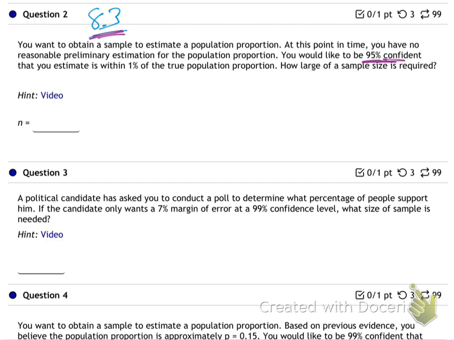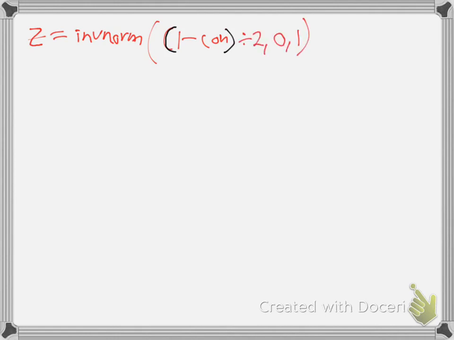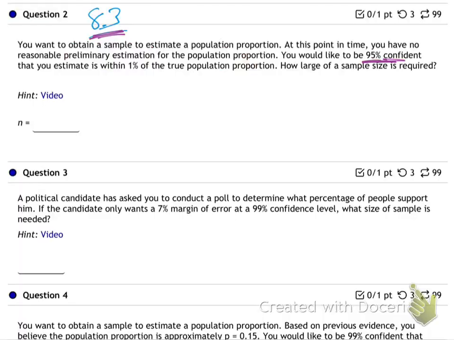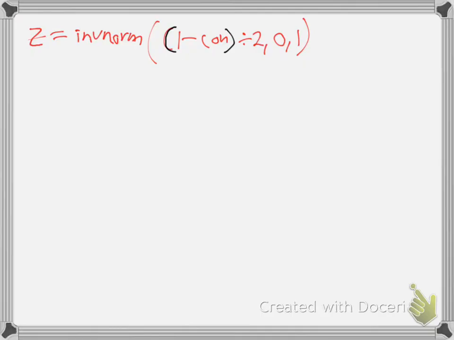Well, I've given you the 3 formulas up there, and let me in fact write them on here for the YouTube situation. So Z equals inverse norm of, what is it? So double parentheses there, right? 1 minus confidence, whatever your confidence interval is. Let me make sure this is clear. Parentheses there. Divided by 2, comma 0, comma 1. And then from there, it depends on what you want.